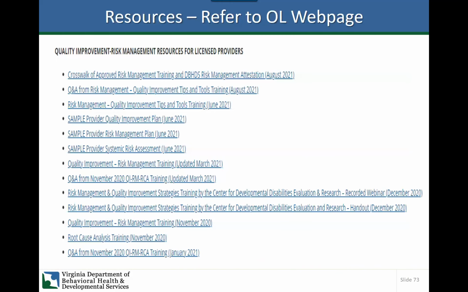So for the next slide, I wanted to highlight again, since I referenced it several times today, this is a snapshot of our webpage where we have some resources that might be helpful. We have the attestation and the crosswalk, previous trainings, sample documents. So all of those things are out there, and we would encourage you to review those. And in those, you will often see hyperlinks to other resources. And I would encourage you to review those as well.